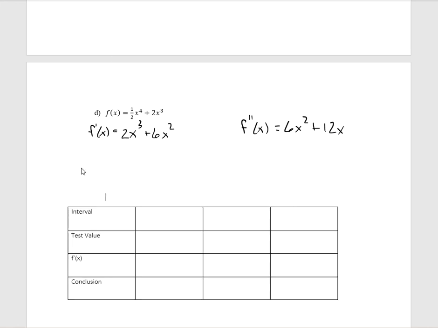Let's solve. Set the first derivative equal to 0. I'm going to factor out a 2x squared. I'm left with x plus 3. Really? Really indeed. So we get x equals 0 and x equals negative 3. So we'll have from negative infinity to negative 3. Remember, it doesn't matter which order I solve them here. They have to be in number line order when we put them on our interval.